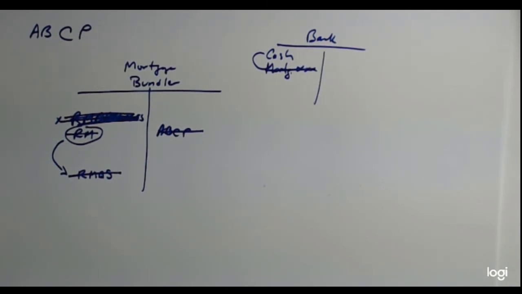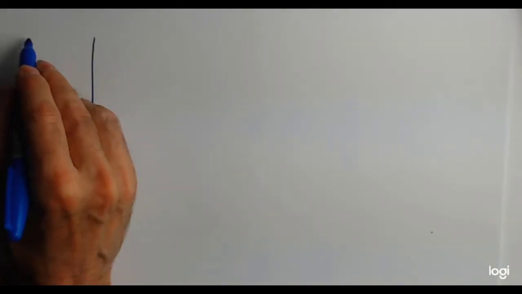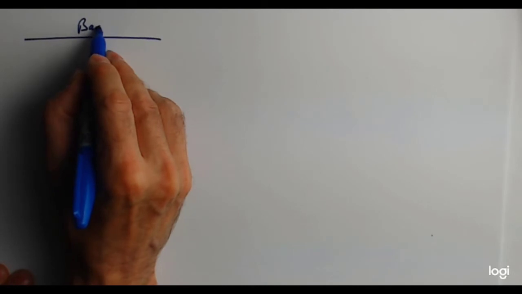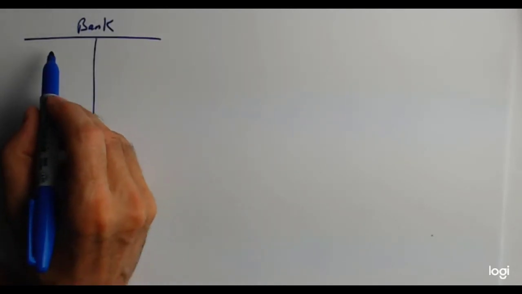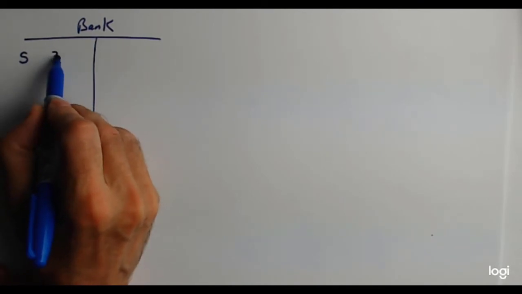Okay, so now we just covered repos, we just looked at commercial paper. Let's talk about duration analysis and interest rate risk. Let's start off our analysis with a bank balance sheet. We're going to assume that the bank has sensitive assets of 300.